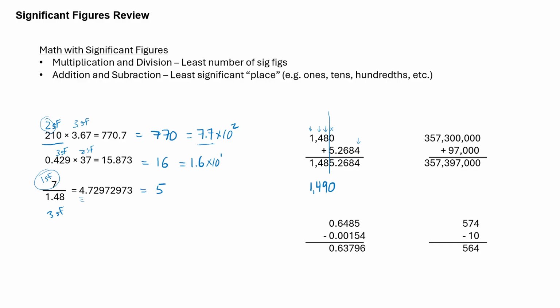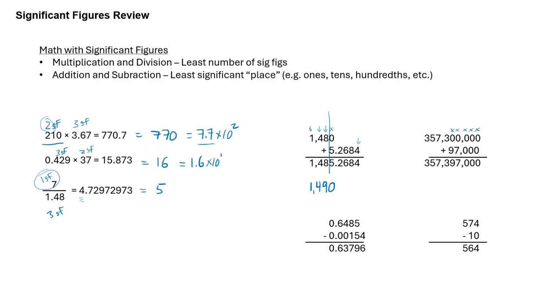Looking at another addition, what if I had 357,300,000 and I added 97,000 to it? Well, my calculator would tell me 357,397,000. That's fine. But none of these digits, these zeros, are significant. It wasn't measured to that amount.